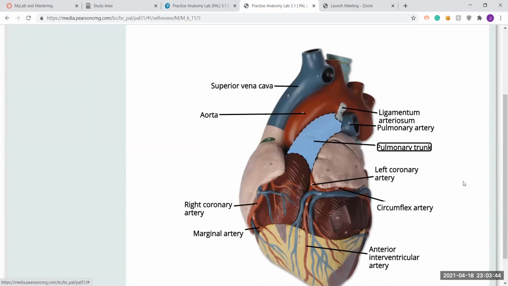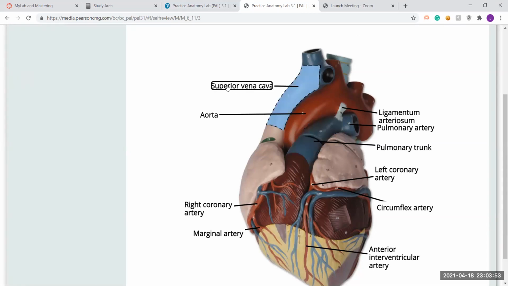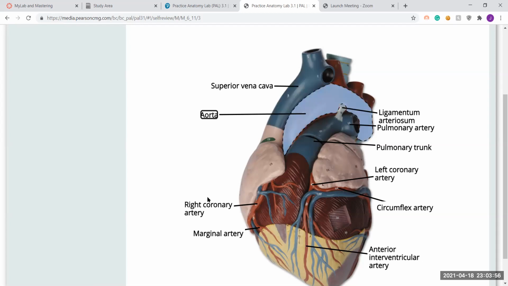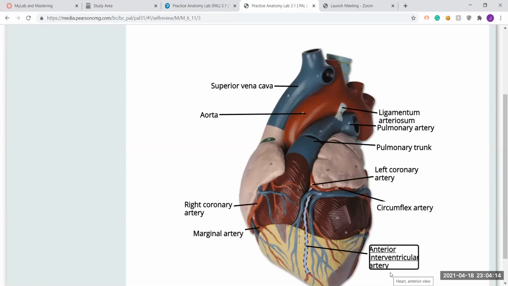The heart, anterior view, and we're going to see the deepest structure. So you see, this is the superior vena cava, then aorta, right coronary artery, which arises just above the aortic valve. And then there is marginal artery, anterior interventricular artery in the anterior interventricular sulcus. And this is the branch of left coronary artery, which divides and forms the anterior interventricular artery and circumflex artery.